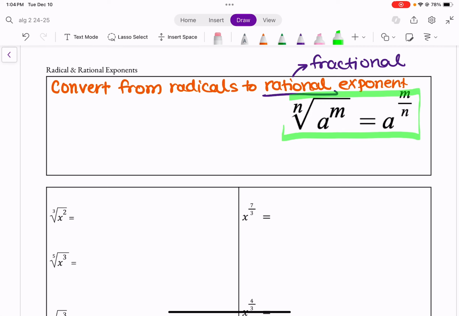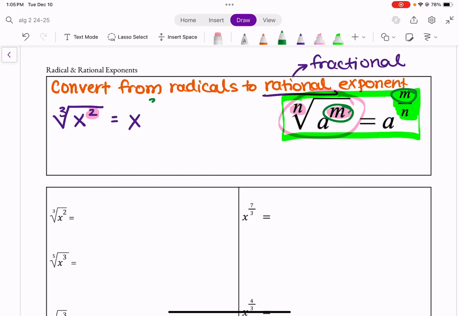And essentially, what happens is if you have something that looks like this, where you have the m and the n, you can rewrite it like this. So I'm going to give you guys an example. Let's say we have the cube root of x squared. If you notice, the 2 is on the inside, and the inside ends up going at the top. So I can rewrite this as x to the power of 2 over 3. Okay? If I have, let's say, x to the third on the inside, with 4 as the root, I can rewrite this as x to the power of 3 over 4.